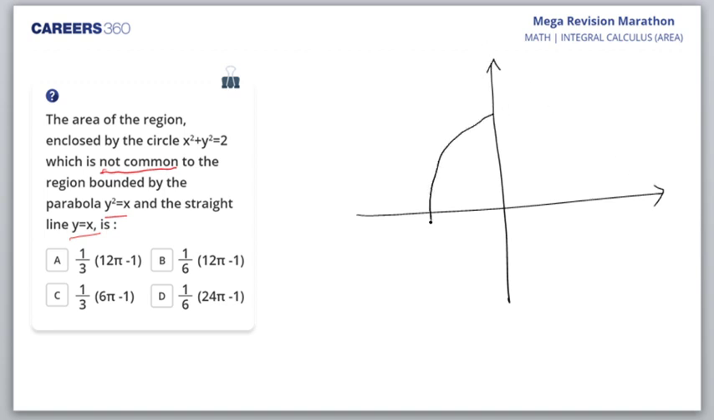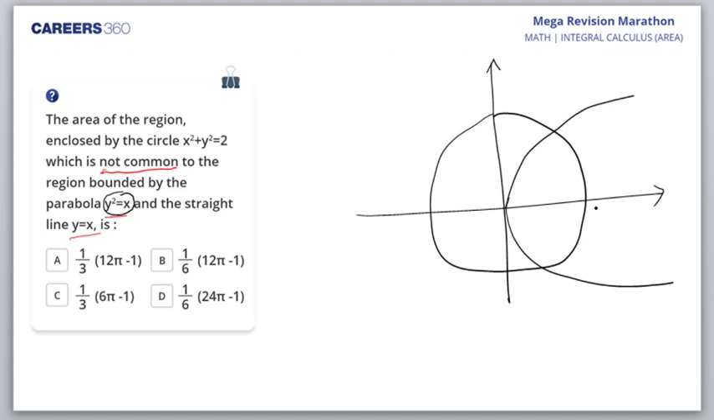Okay, let's look at this question. We have a circle. First of all, the circle is x square plus y square is equal to 2. Now this circle will have a radius root 2. So let me make the circle like this, and the center is origin only. Now what do we have? We have a right hand parabola, y square is equal to x. So I make the right hand parabola as well. So this is the right hand parabola.